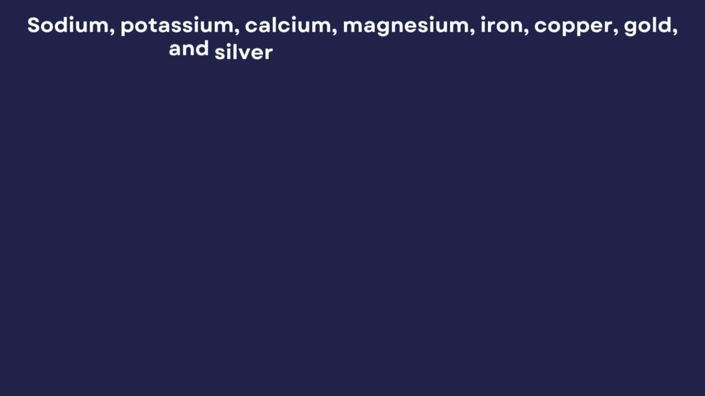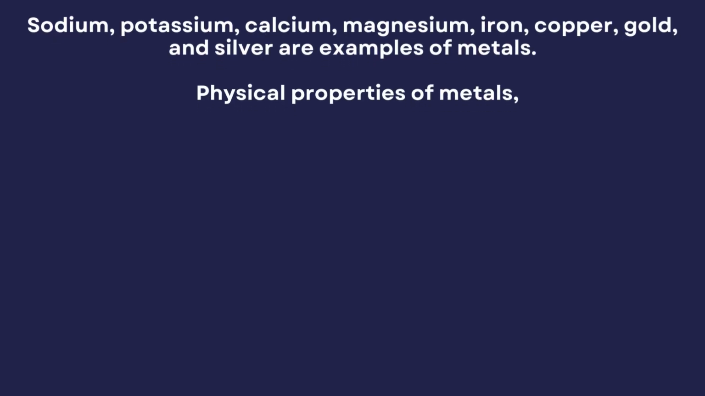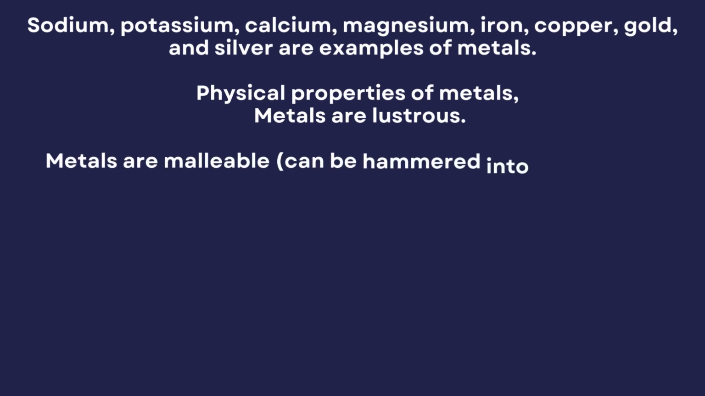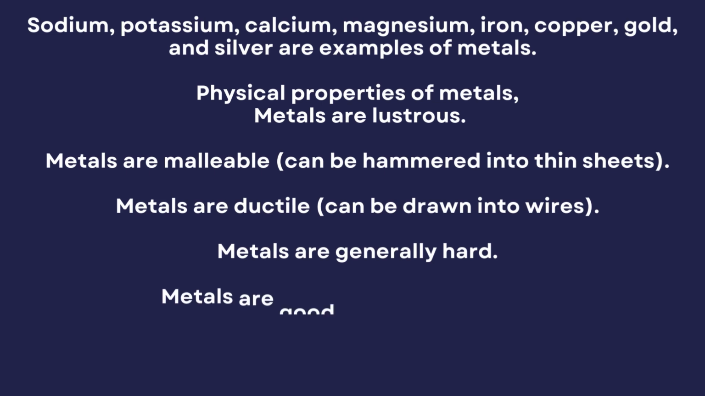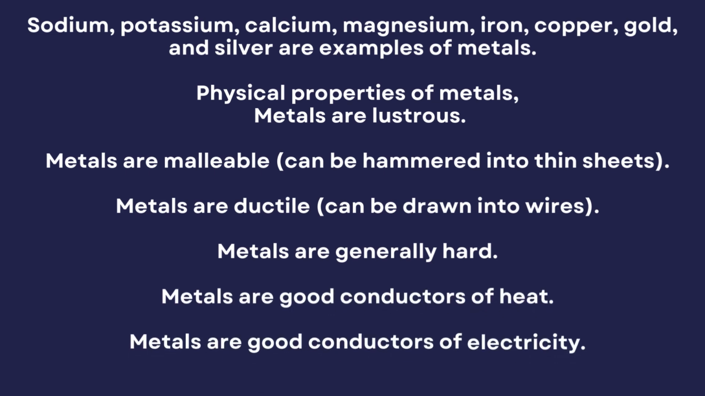Sodium, potassium, calcium, magnesium, iron, copper, gold, and silver are examples of metals. Physical properties of metals: metals are lustrous. Metals are malleable, can be hammered into thin sheets. Metals are ductile, can be drawn into wires. Metals are generally hard. Metals are good conductors of heat. Metals are good conductors of electricity.